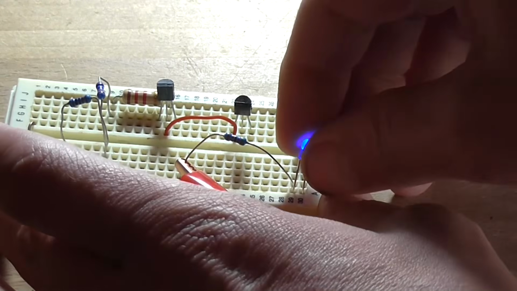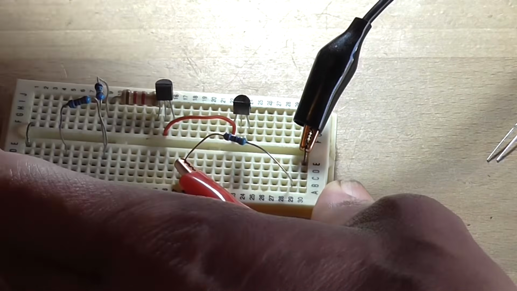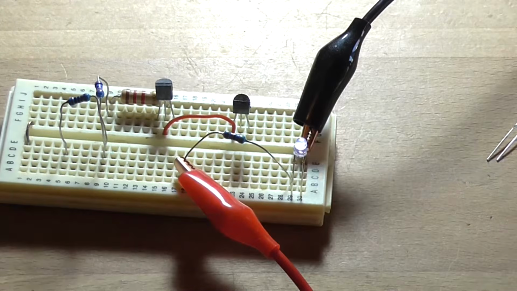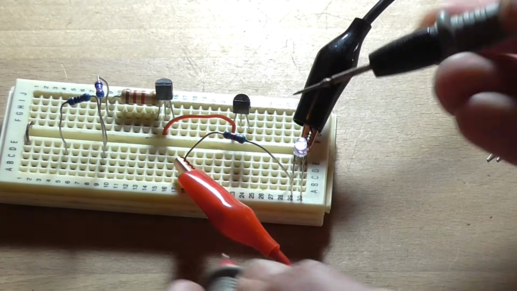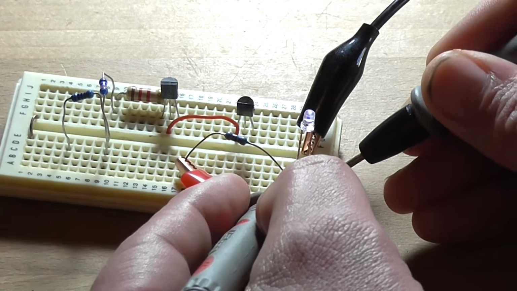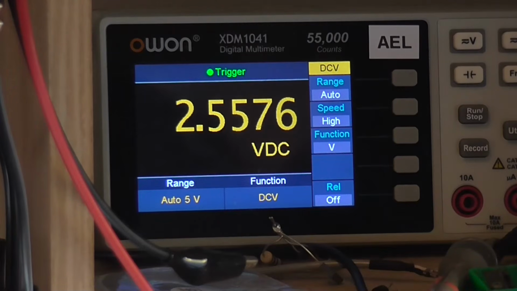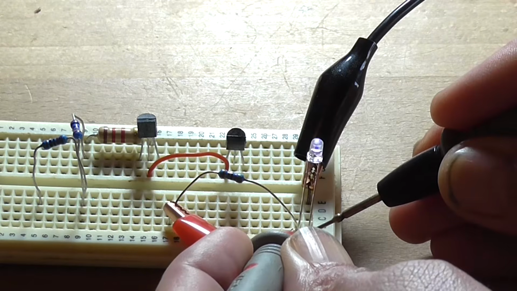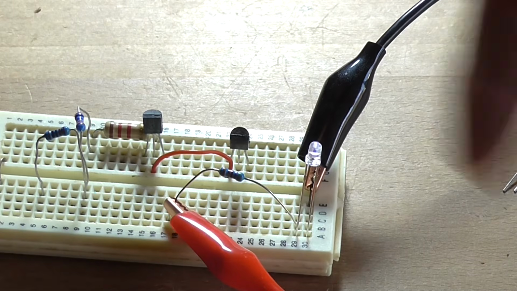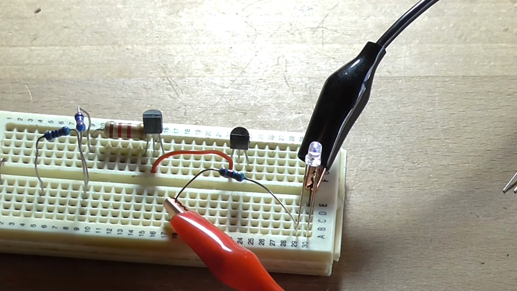Okay, just for fun, I'm going to change the LED. Yes, I didn't turn the supply off. I'm going to measure across the other one, mainly just to prove a point. 2.55 volts and some change, a little bit lower than the diode test again, but close enough. So, there we go.